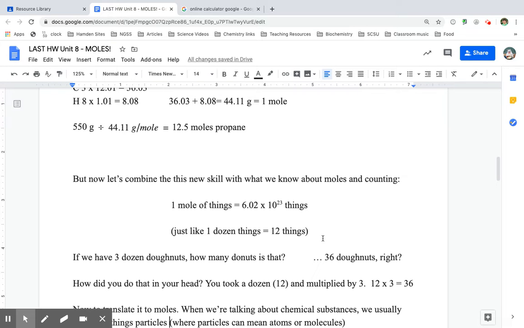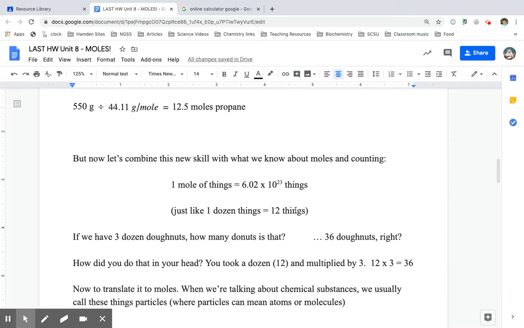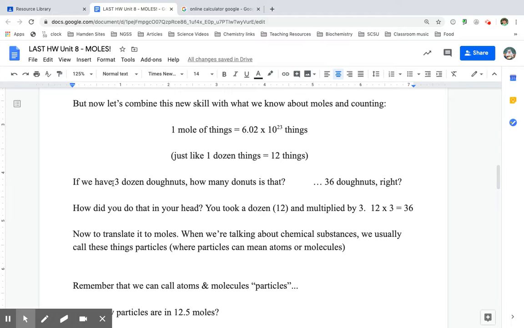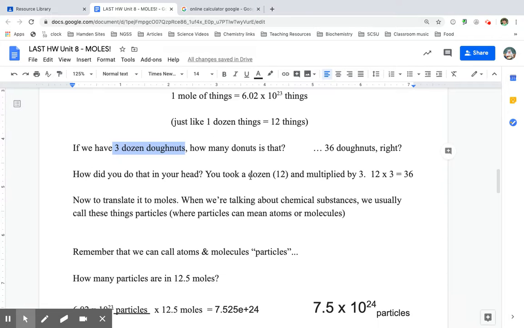But now let's combine this new skill with what we know about moles and counting. 1 mole of things is 6.02 times 10 to the 23rd things, right? It's just like 1 dozen things is equal to 12 things. So if we have 3 dozen donuts, how many donuts is that? 36, right? How'd you do it in your head? Well, you probably took a dozen, 12, and multiplied it by 3, because 12 times 3 is 36.